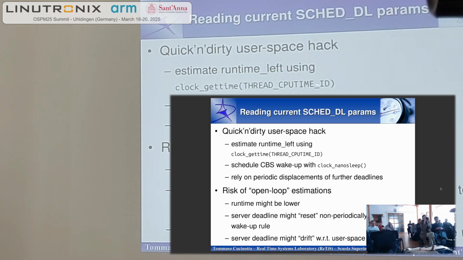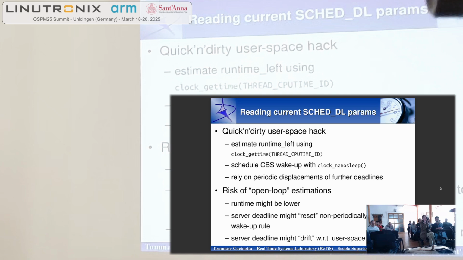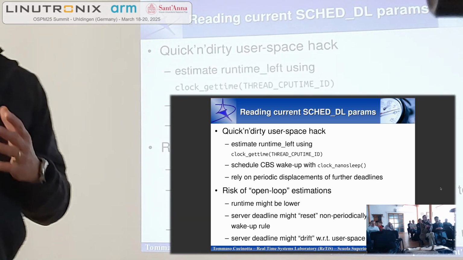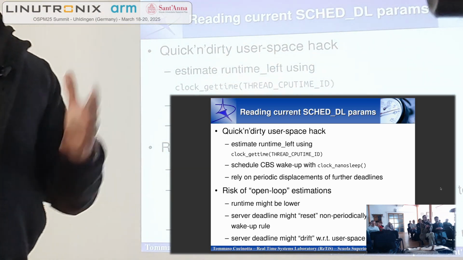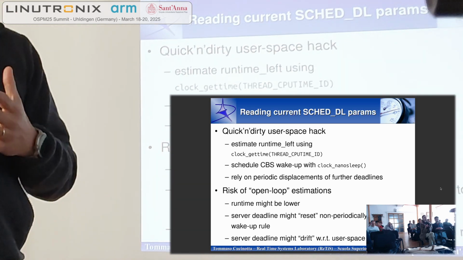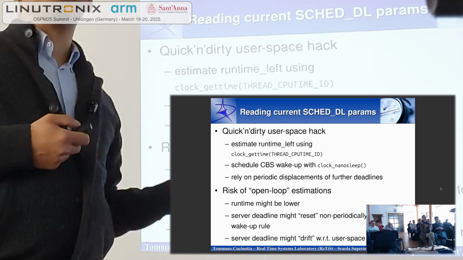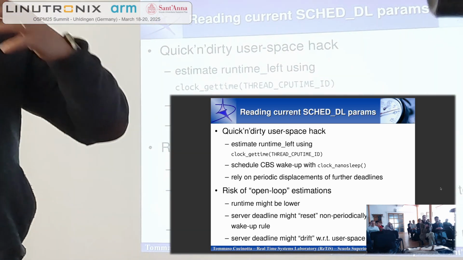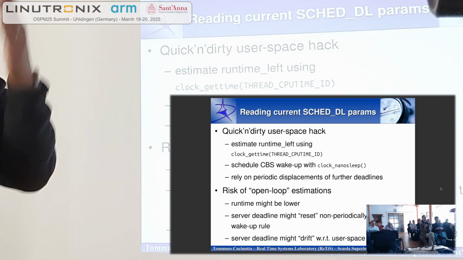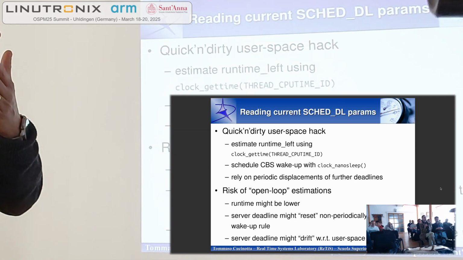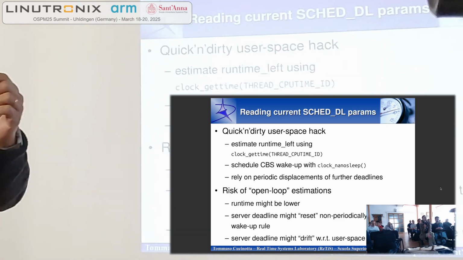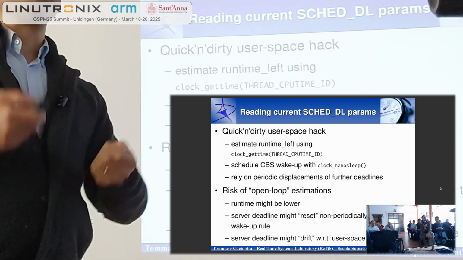So, the user space hack. The runtime left is easy because we can use the thread CPU time clock ID. However, the absolute deadline is a real mess. But if you think about it, SCHED_DEADLINE has a nice guarantee of being self-synchronizing. That means that if I sleep enough in user space, with a clock_nanosleep of at least a period, I'm sure that when I wake up, the deadline resets the absolute deadline to the wake-up time plus one period.